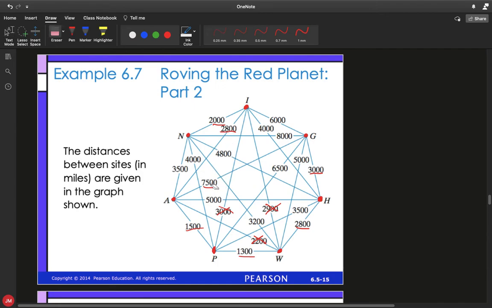I don't know that G to A is going to work because G to A would then have, let's see, 1, 2, 3 coming out of it. So that's not going to work. Let's see. If we connect G, which only has 1, H has 1, 2, W has 1, 2, P has 1, 2, A has 1, 2 edges coming out of it, N only has 1, I has 1, 2.